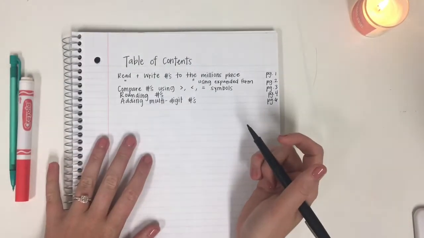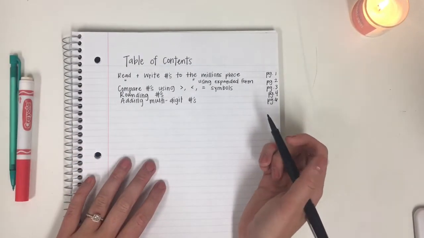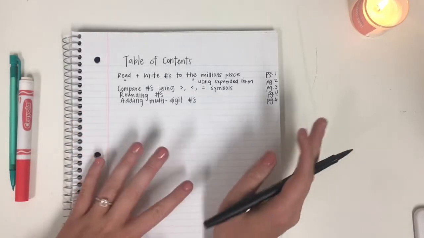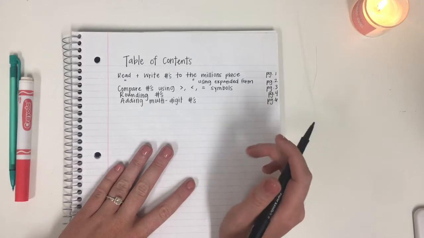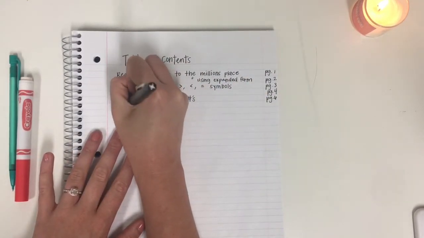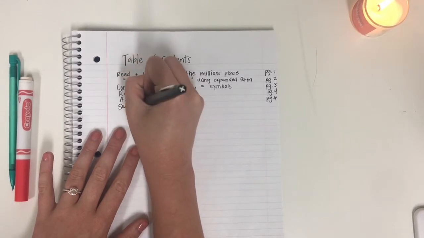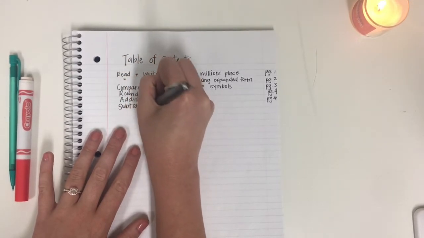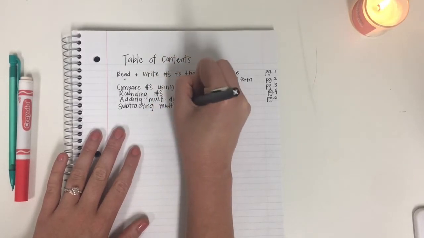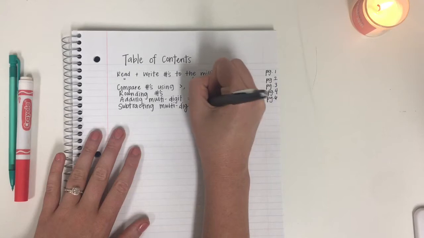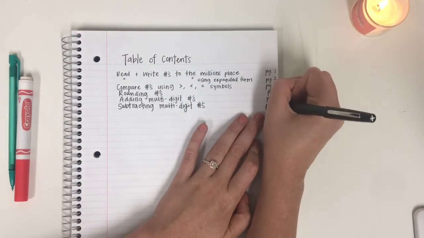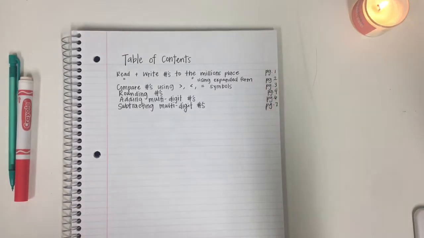Right along, and yesterday we worked on adding multi-digit numbers. Today we're going to start subtracting multi-digit numbers, which we kind of got a taste of yesterday when we did our checking in the math. So let's add: subtracting multi-digit numbers, page 7. Here we go.